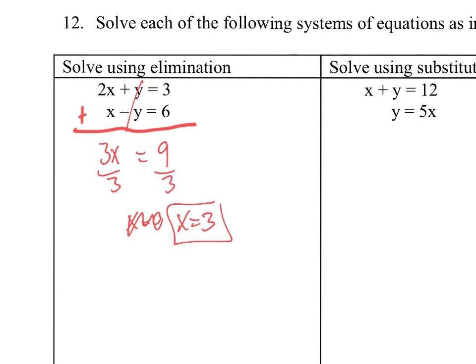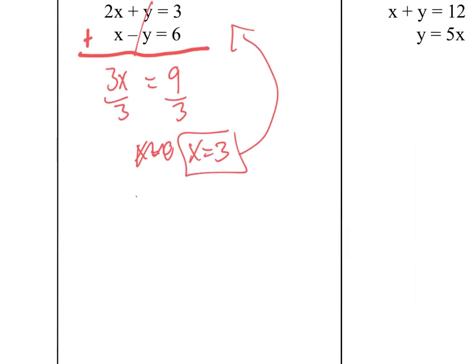X equals 3. Then I got to plug that into one of these original equations. Let's plug it into this second one. So I'm going to have 3 minus y equals 6. I'm going to subtract 3.